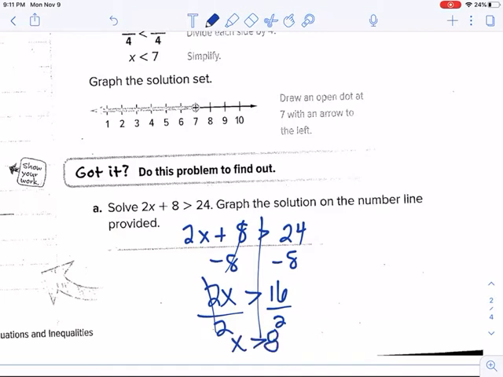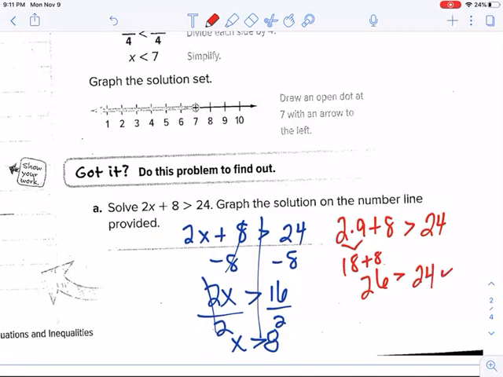So remember, when you're checking it, you're going to pick a number that's greater than 8. I'm going to do 9. So does 2 times 9 plus 8 give us a number that's greater than 24? Well, that's 18 plus 8. That's 26. That is greater than 24, so that works out. So this is what we're going to graph.